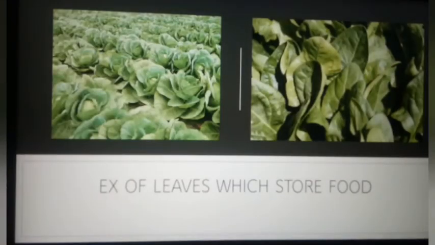Now, some leaves store food, like some stems store food. For example, cabbage and spinach. These are vegetables we are eating. What are we eating? We are eating the leaf, in the leafy form. It means they contain many nutrients, and these are very good for our health.